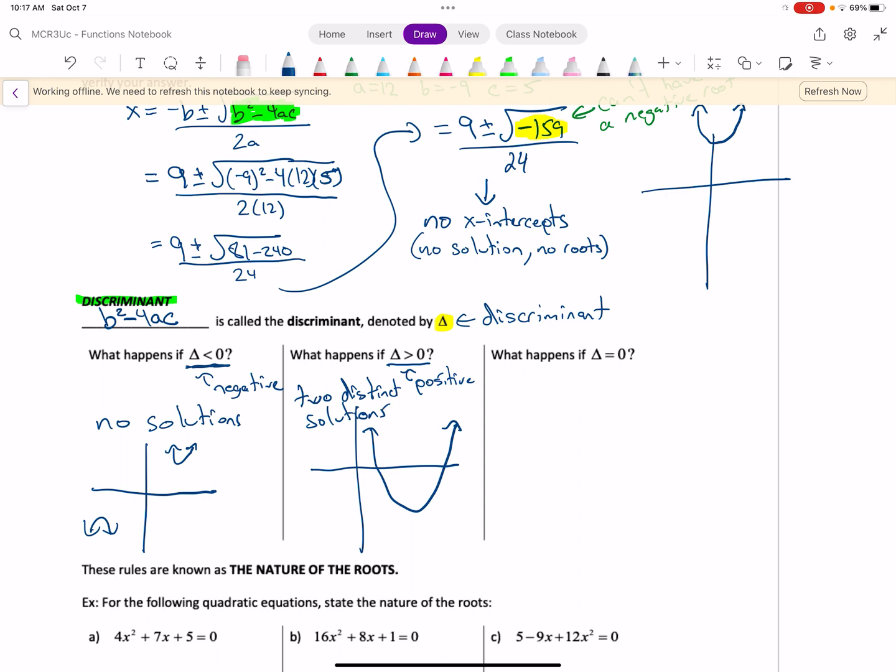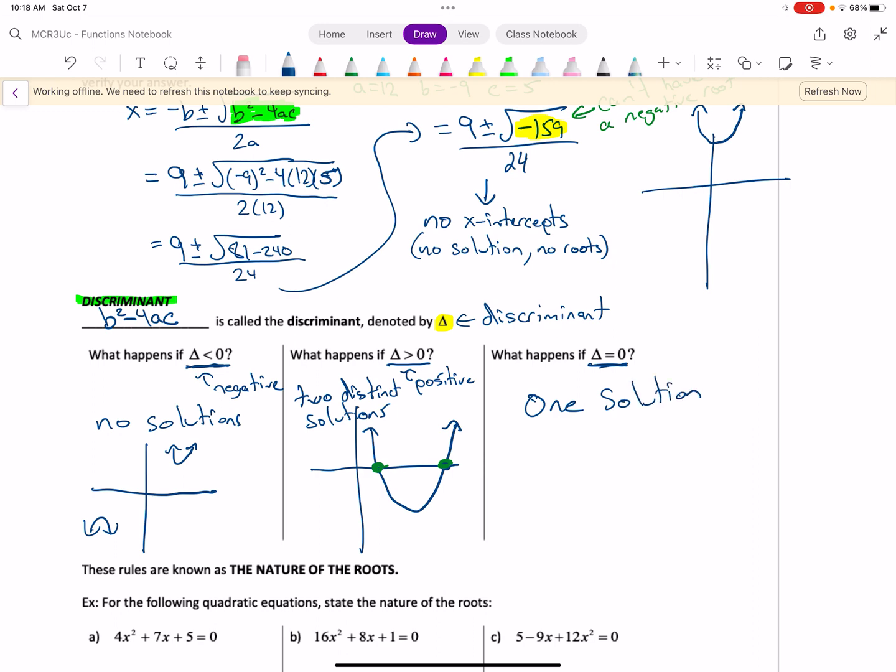Distinct meaning they are different from each other. So here and here would be my two answers for that. So two answers if I get a positive value. And the last one is if it's equal to 0. And you might remember this one, but what this means is that you have one solution.